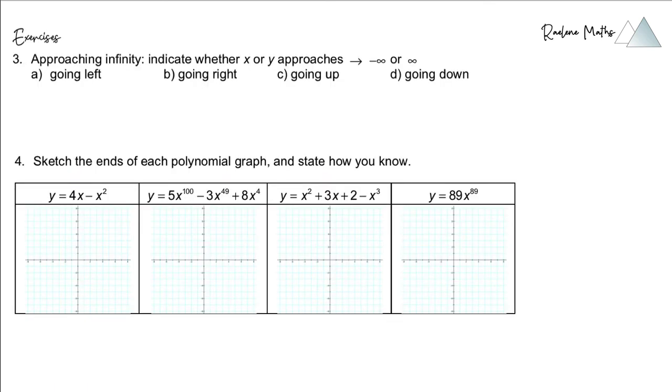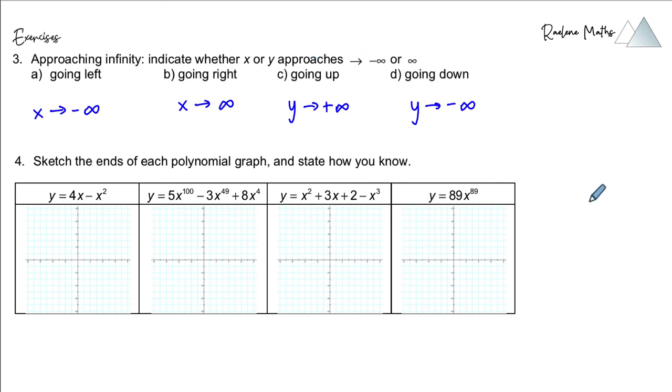Okay, so just as a reminder of this notation, we're going to write whether x approaches infinity or negative infinity and what y does. So going left means that x is approaching negative infinity, while going right means x approaches positive infinity. Going up is a vertical motion, so y is approaching positive infinity, and going down, y approaches negative infinity. So this is just a new notation, and the arrow means approaches.